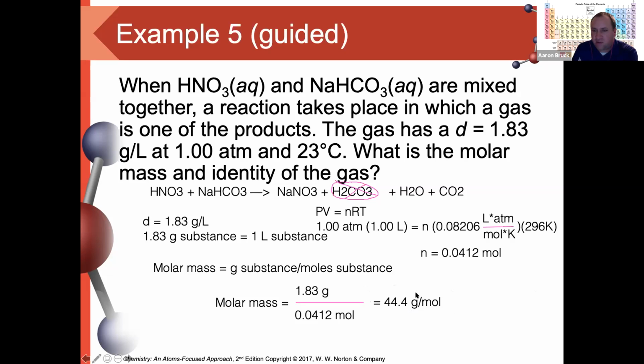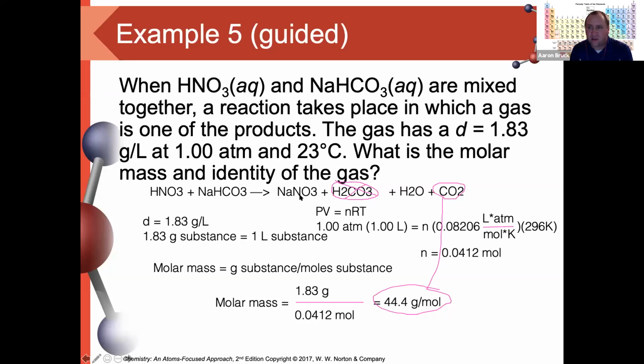Now, of these options, the only one that would make sense here is carbon dioxide. Carbon dioxide's molar mass is 44.0. So we're within rounding error, certainly here. We're only different on the last significant digit. And if we compare that to water, which has a mass of 18, or sodium nitrate, which has a mass of 85, this is certainly the best option.